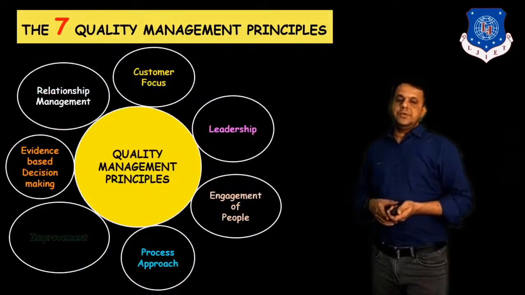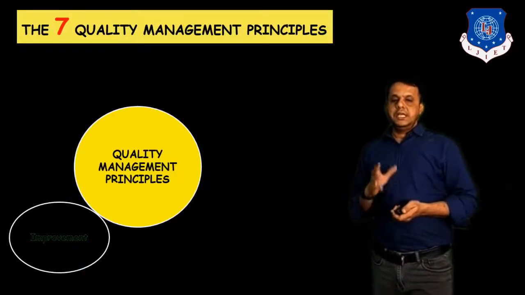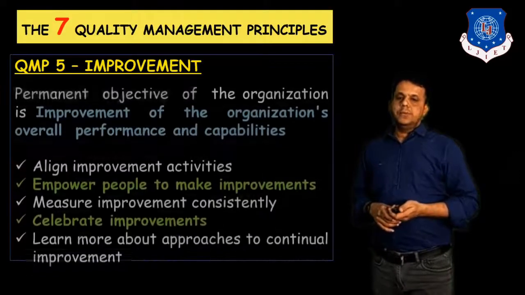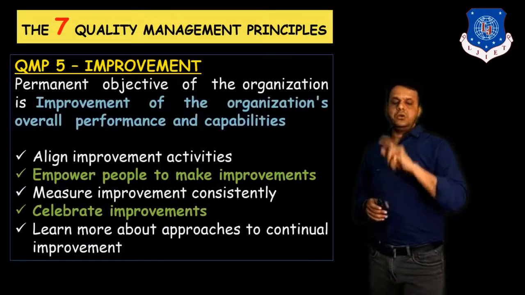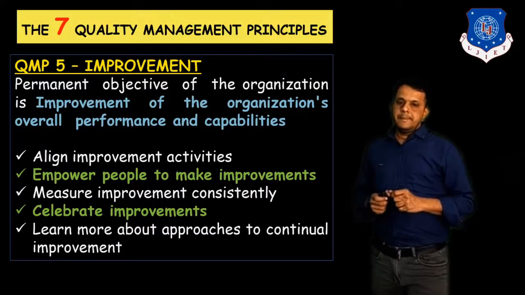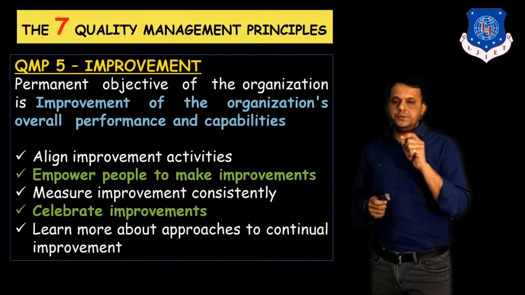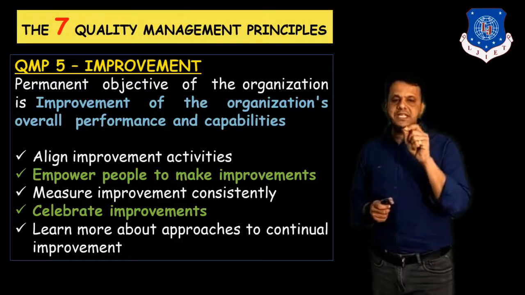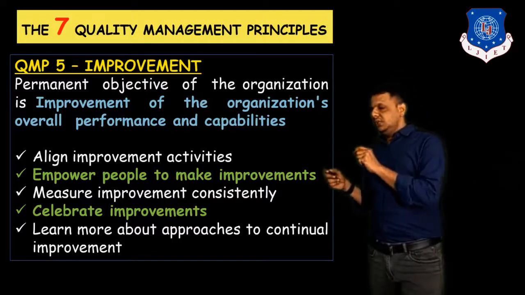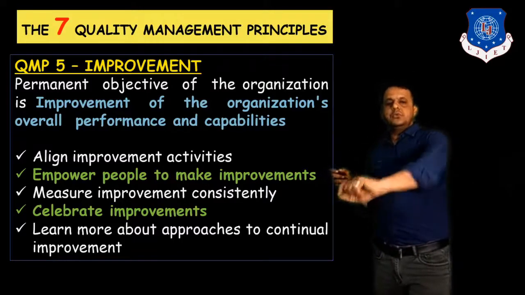So next, go for the fifth one, improvement. Improvement is the permanent objective of any organization. The overall performance and capabilities of an organization are actually required to improve continuously.